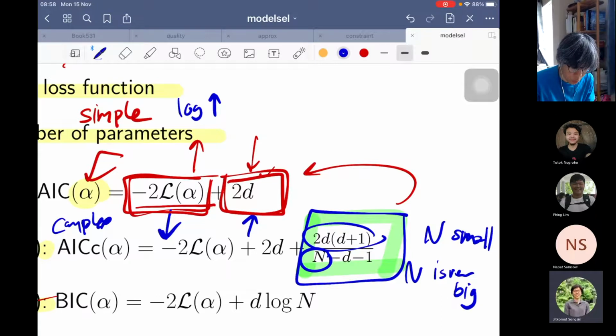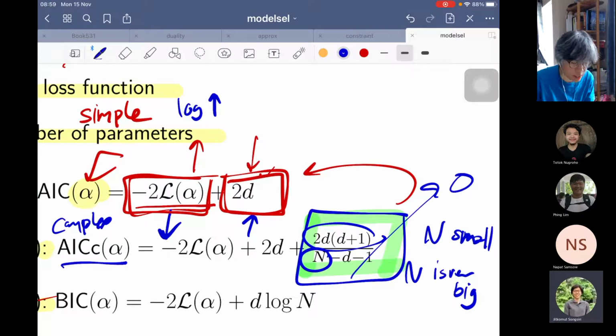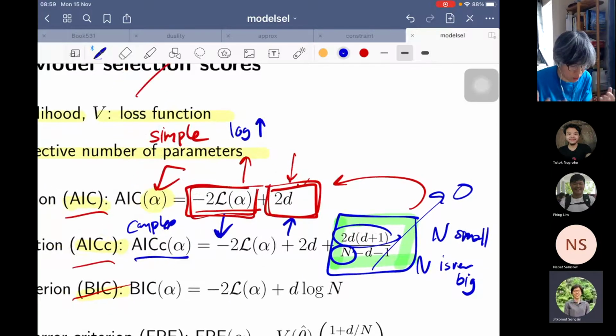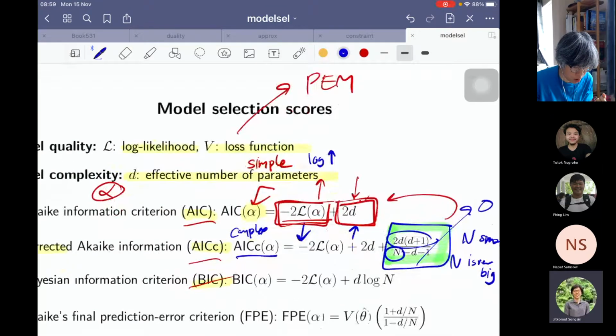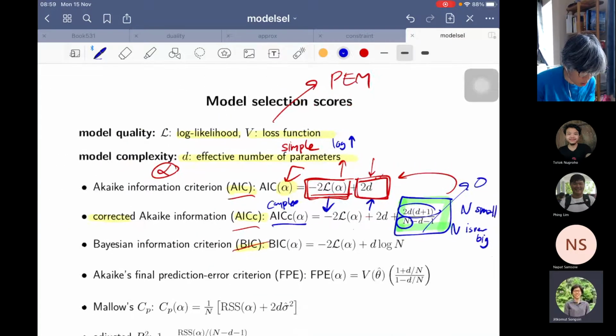All right. What happens when n is very, very big? Napat, when n is very, very big, what happens to the green term? It is close to 0. When n is very big, this term is close to 0. So AICC becomes AIC. Yes, it becomes AIC. Again, the effects of AICC should be more apparent for finite and small n. That's why it's called corrected. Corrected basically means sample corrected. It takes into account small samples.